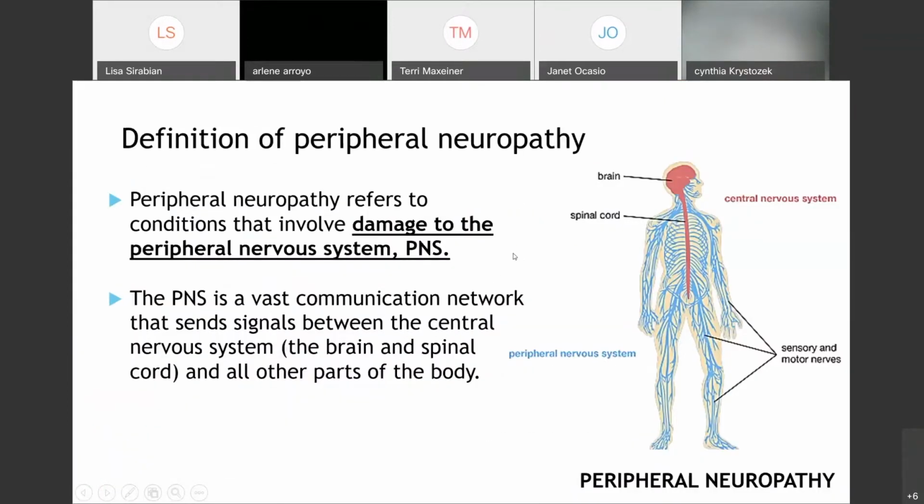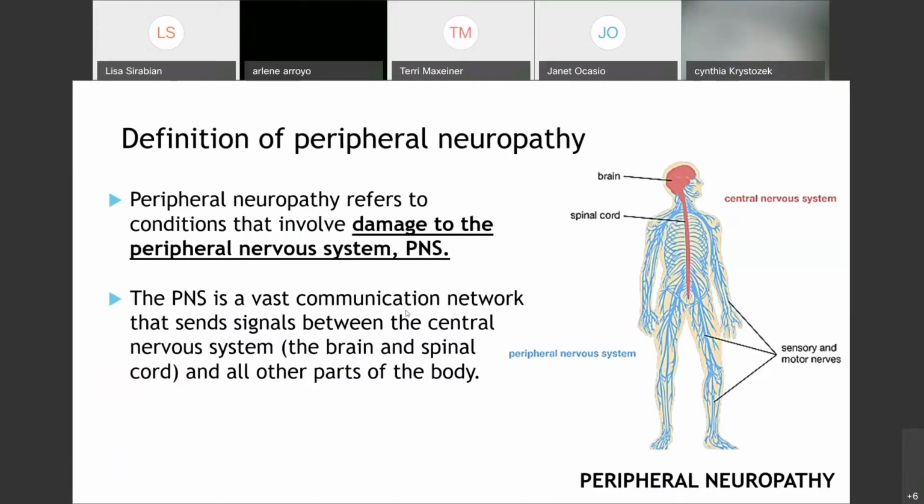All right, moving on to talk about the next one, which is peripheral neuropathy. So peripheral neuropathy refers to conditions that involve damage to the peripheral nervous system. This is a vast communication network that sends signals between the central nervous system, which is, of course, the brain and spinal cord, and all other parts of the body. I really liked the picture just because it was very, very basic. It reminded me of just how vast that communication network is.